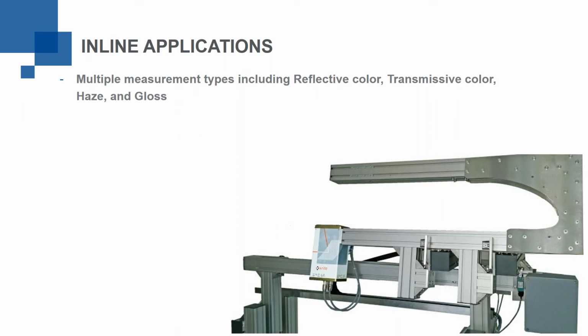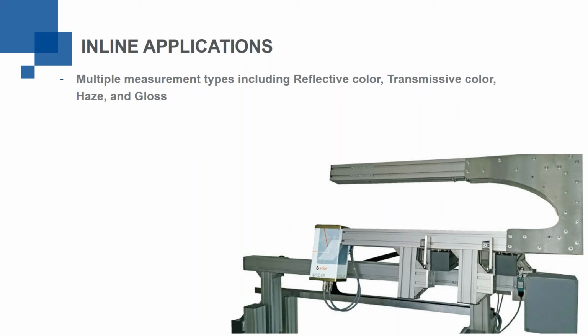So if you're measuring a film that's transparent, or you want to measure glass, for example, and you need to measure the light that's transmitted through it, you have the ability to do that, as well as measuring reflective color.